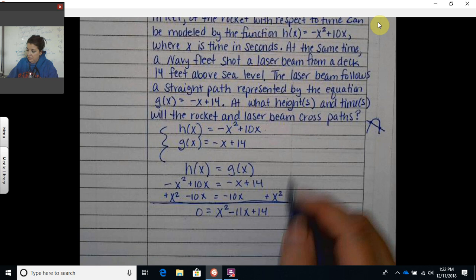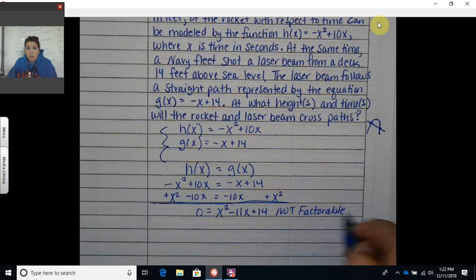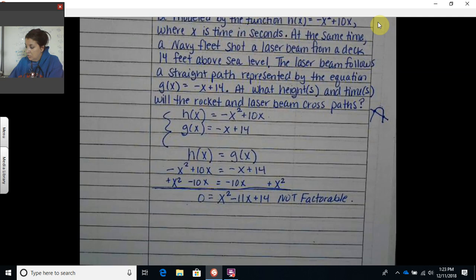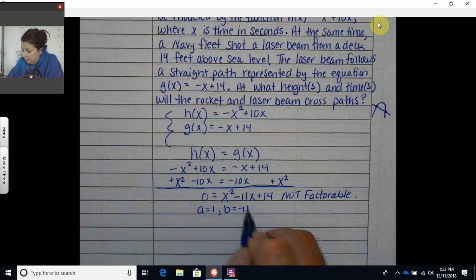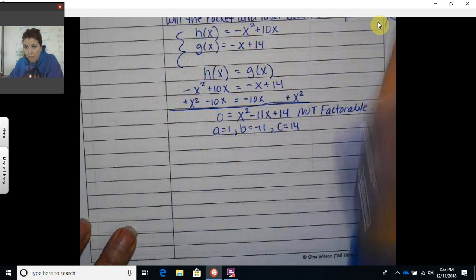But does that mean I can't solve it? No, it just means I can't solve it by factoring, right? Not everything's factorable. So if you want to complete the square, you do you. I would prefer to do the quadratic formula. All right? So I know that A is 1, B is negative 11, C is 14. And I definitely know the quadratic formula by this point.